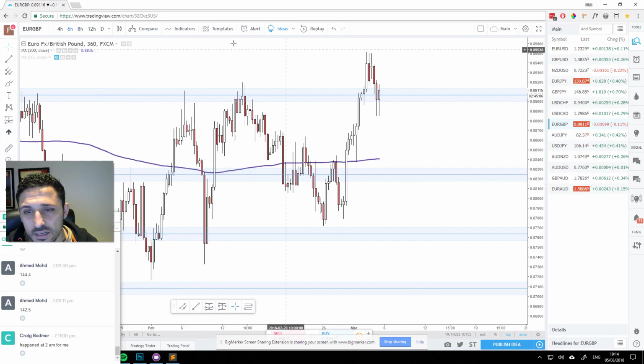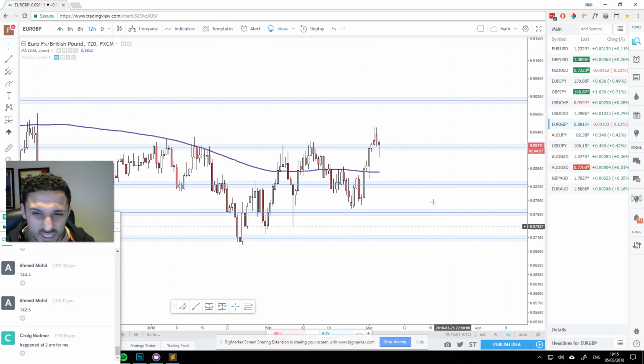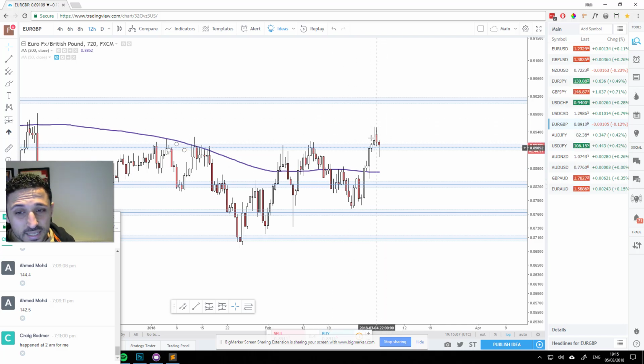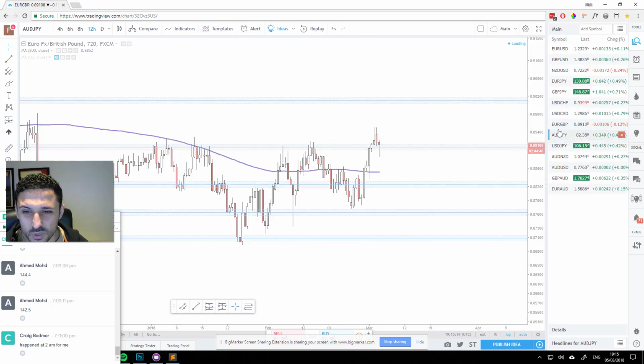EURGBP is broken above resistance, coming back down to test at a support. I'm not going to trade a continuation here. I do see a potential continuation setup, but the numbers are just not that good. I can tell that just by glancing at it for half a second. That long lower wick, those upper wicks there, it's just a mess. I'm not going to do anything with that.